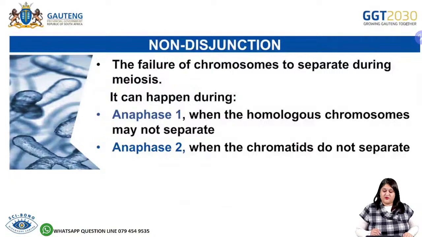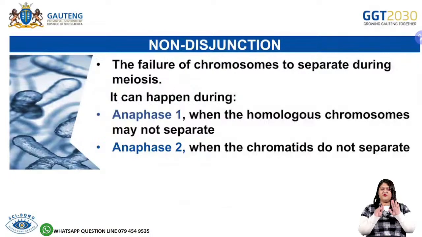So the failure of chromosomes to separate during meiosis, that is what non-disjunction is. The failure of chromosomes to separate during meiosis. Now, without reading there, let's think about it. At which point do chromosomes separate during meiosis? You should have said during anaphase 1 and during anaphase 2, right? So let's see what happens during anaphase 1. If we have this non-disjunction occurring at anaphase 1, this is when the homologous chromosomes are not going to separate. They fail to separate. Okay?